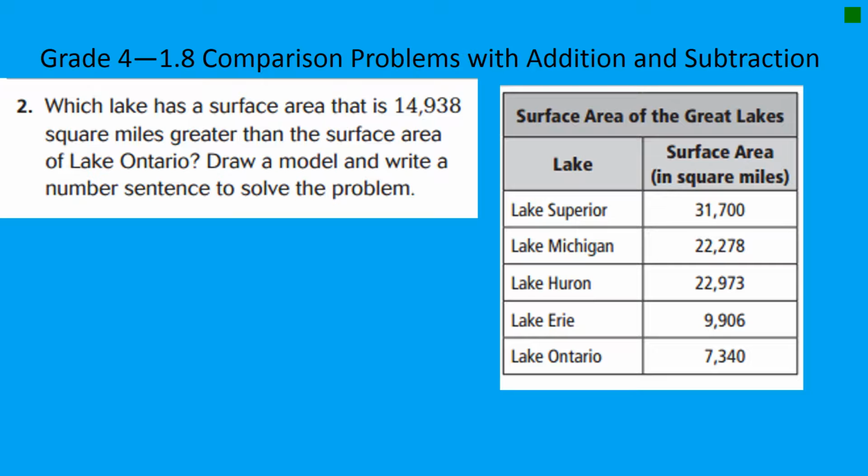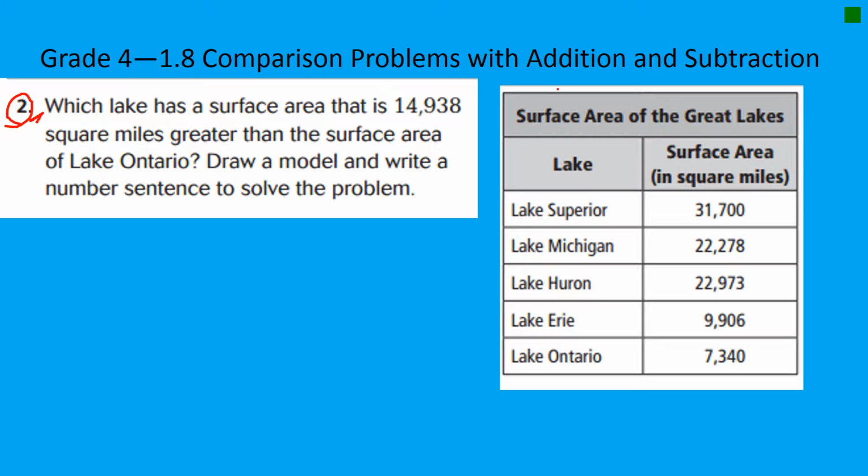And we are going to jump in right here at number 2. Which lake, I'm going to read it to you, starting right here. Which lake has a surface area that is 14,938 square miles greater than the surface area of Lake Ontario? Draw a model and write a number sentence to solve the problem.